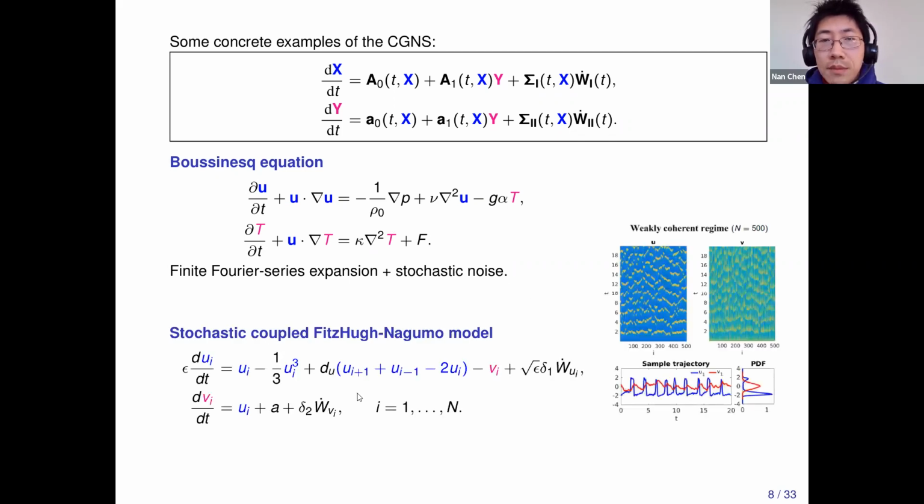And for the biology model, this stochastically coupled FitzHugh-Nagumo model, it is also a conditional Gaussian model. So U here has this cubic nonlinear term, but V itself is conditionally linear. Actually here V itself is even a linear equation. But this FitzHugh-Nagumo model, if you look at the time series, it can generate a lot of these extreme events. And if you consider spatial temporal patterns, you can see all these very nice intermittent burst events.